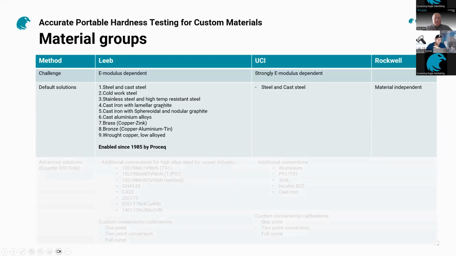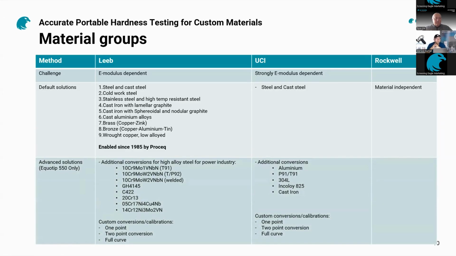So what we also have, we have a little bit advanced solution. So for example, there are groups of materials which are also being tested, which are not included in those groups. And for example, one of our devices, which is Equotip 550, does have that feature, especially alloys for power industry, high alloy steels, which you can find over there. And then on the UCI side, you also can benefit from additional conversions like aluminum, P91, 304L, for example, just to name a few. And you can apply your own corrections to pretty much any material on the market.